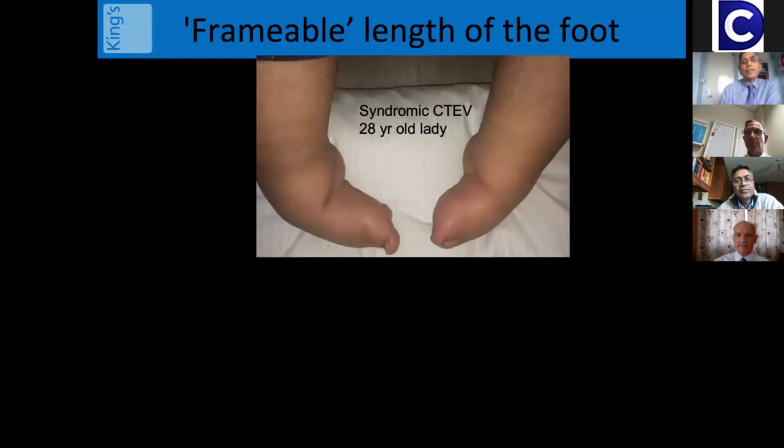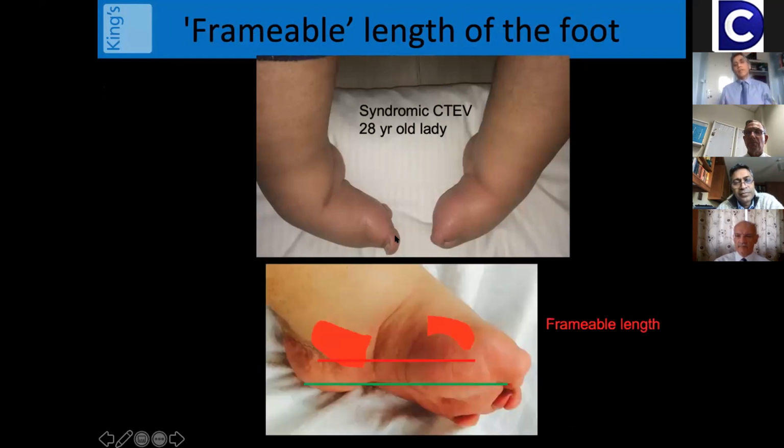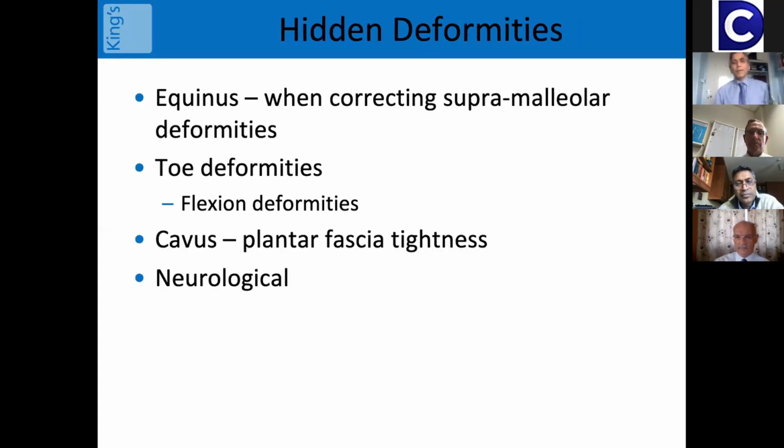So here is a lady, I will present this case later on, a 28-year-old syndromic patient who came here for the first time in her life. She wanted to have her feet corrected because she was getting recurrent cellulitis. So I have this concept of frameable length of the foot. The green line tells you the entire soft tissue plus bone length, whereas when you try to fix this, you only have at the most the length of the red line. And there are techniques of how to increase this length during surgery. I'll show you later.